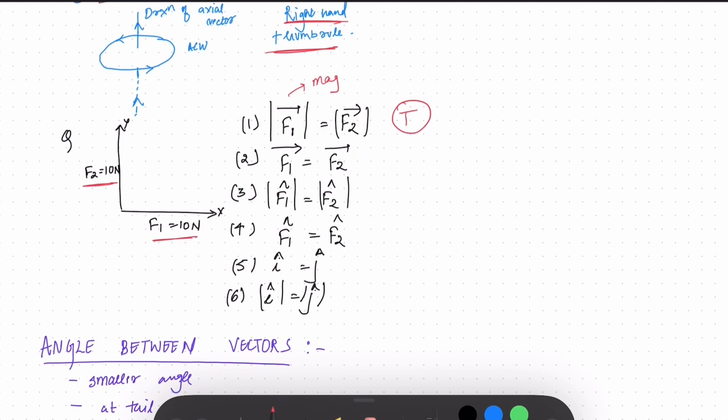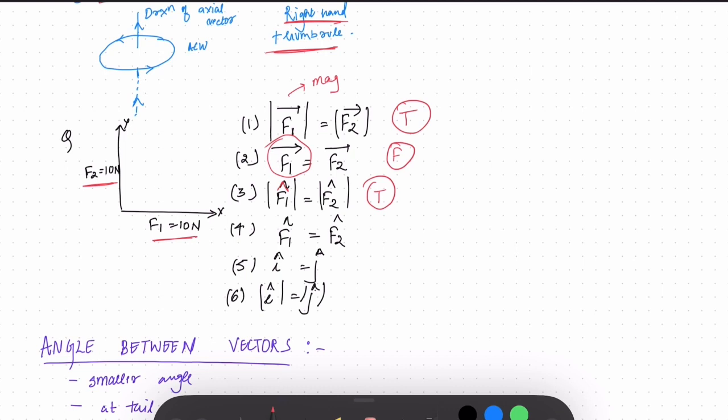Force 1 is equal to force 2 without bar, that means it represents vectors. Now the magnitude may be the same, but are the directions the same? No, the directions are not the same, so this is going to be a false statement. I have inserted a cap on it in place of the arrow, so F cap represents a unit vector. All the unit vectors are going to have the same magnitude, equal to 1, so this is going to be a true statement.